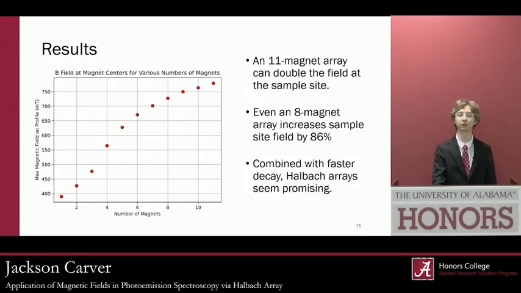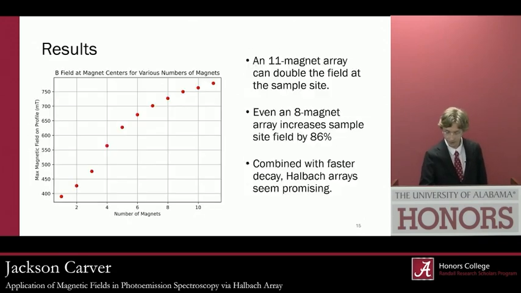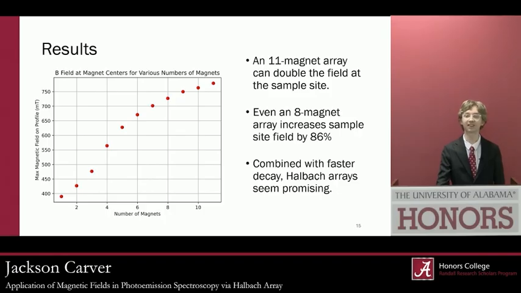Returning to the effect of increasing magnet density, we looked specifically at the change in the field at the sample site. An 11 magnet array can double this field, but even an 8 magnet array can increase it by 86%. The exact number of magnets to be used in the appliance moves into the realm of engineering. But this increase in field at the sample site, combined with the amplified decay over space, make Halbach arrays seem promising.